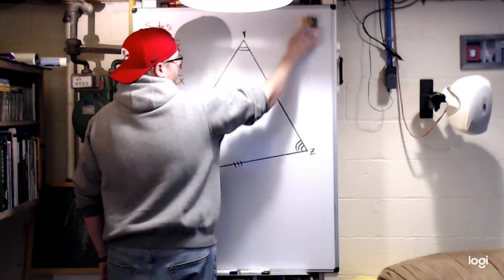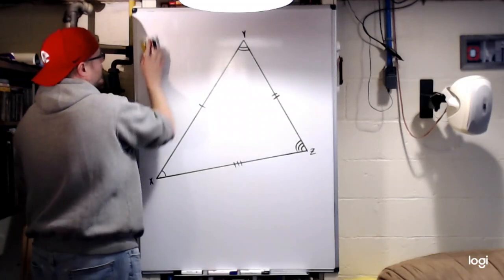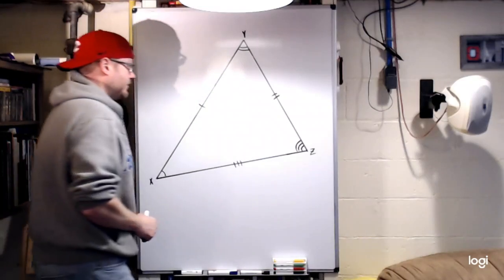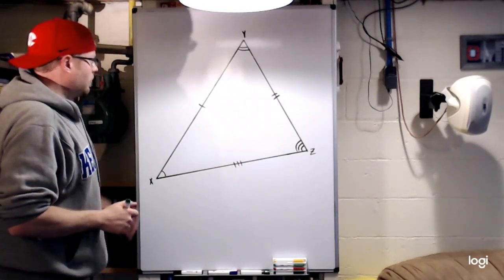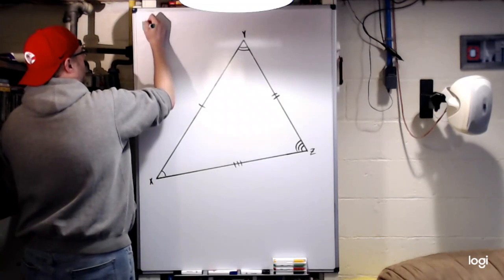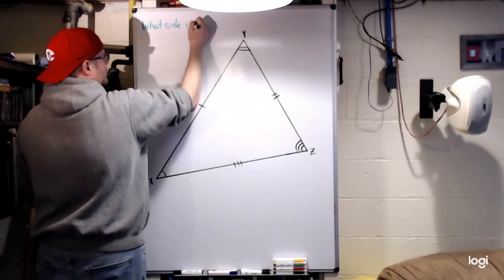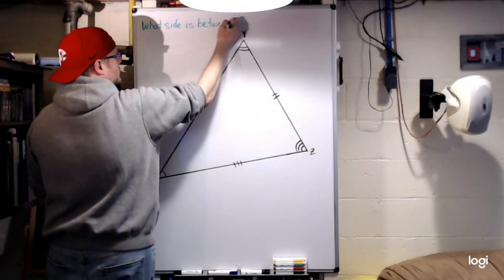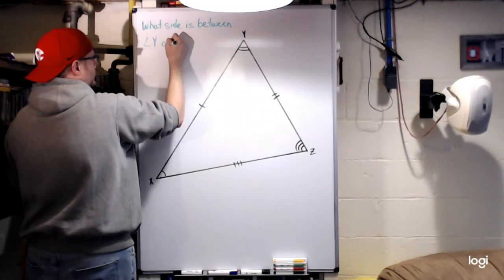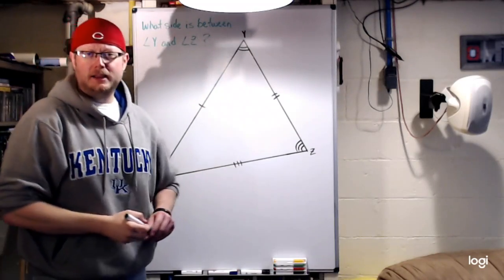I'm going to leave my triangle up here because I want to talk about just some directions or identifying parts of it given other parts. So if I ask this question: what side is between angle Y and angle Z, or vertex Y and vertex Z?